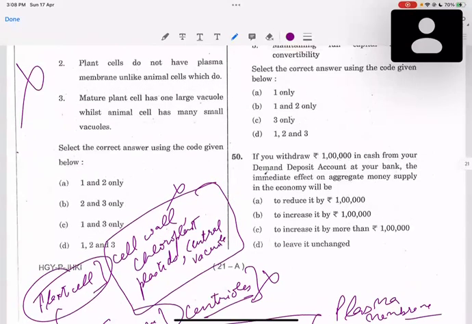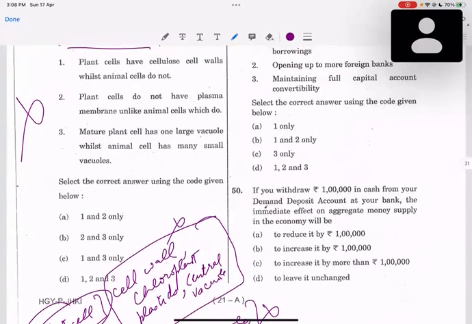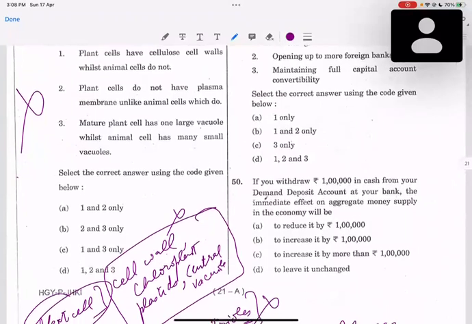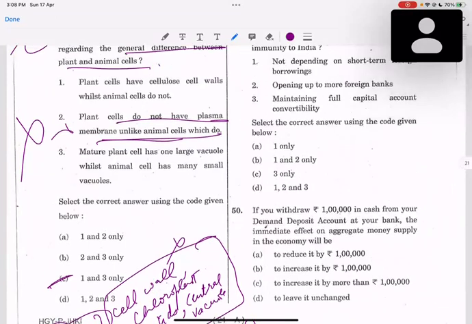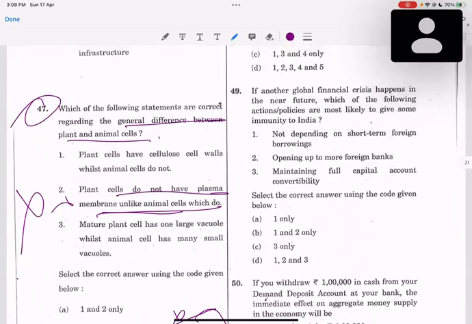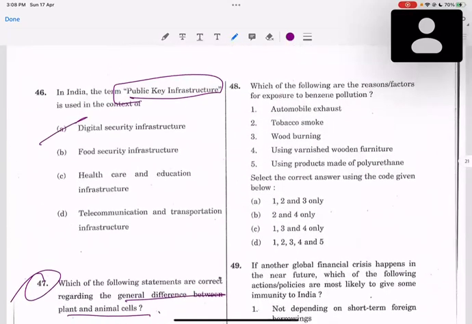All right, on the basis of this, if we attempt this question, the answer is simple. 1 and 3 are correct. This one is wrong because both have a plasma membrane. Just keep this in mind, and your aim should now be to study basic science also. Those questions are being asked.